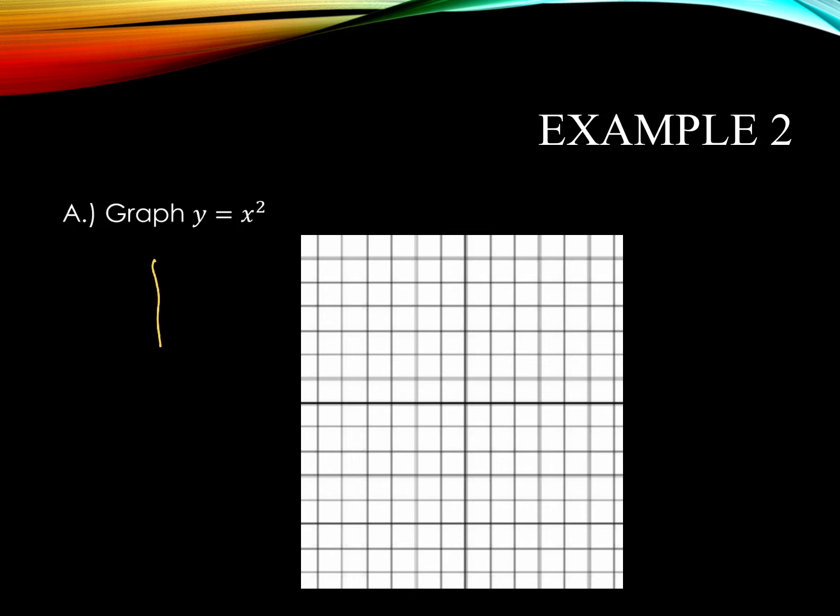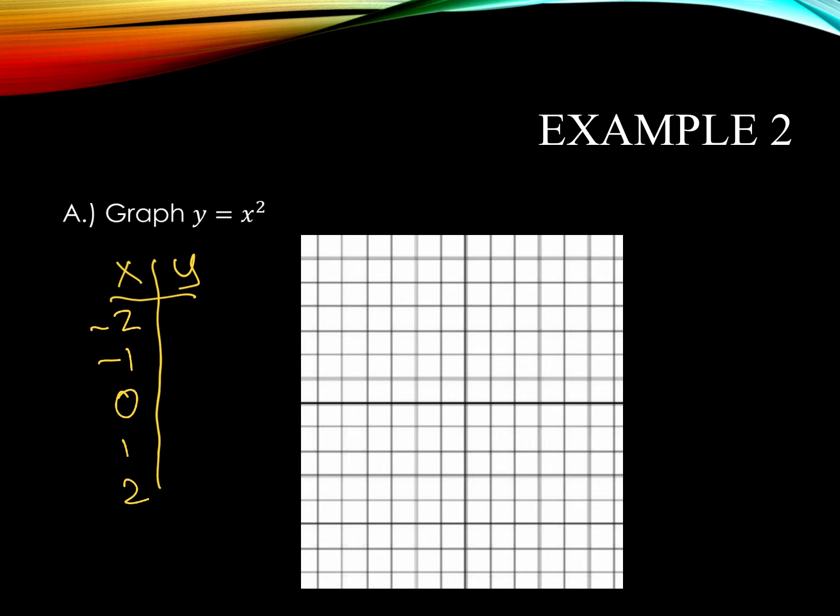So when I make my table, I'm going to just make an x and y table. Now I personally like to have a few negative numbers, a few positive numbers, and 0. So I like to use -2, -1, 0, 1, and 2. Now what I'm going to do is take these numbers and plug them into my function or my equation, y equals x squared.